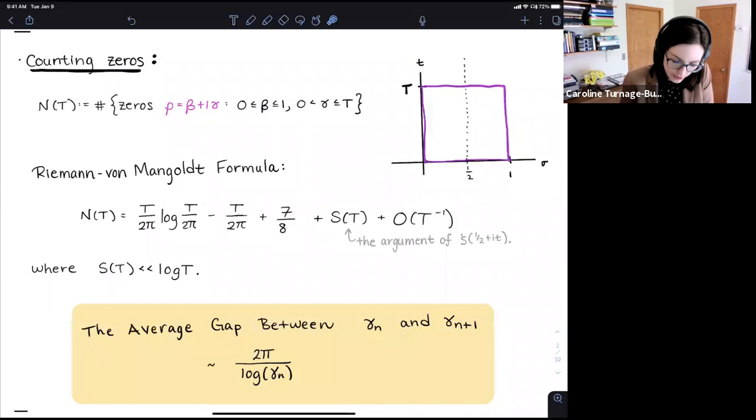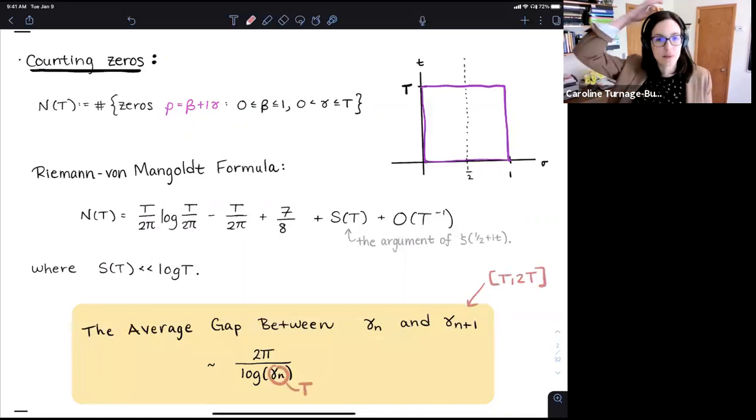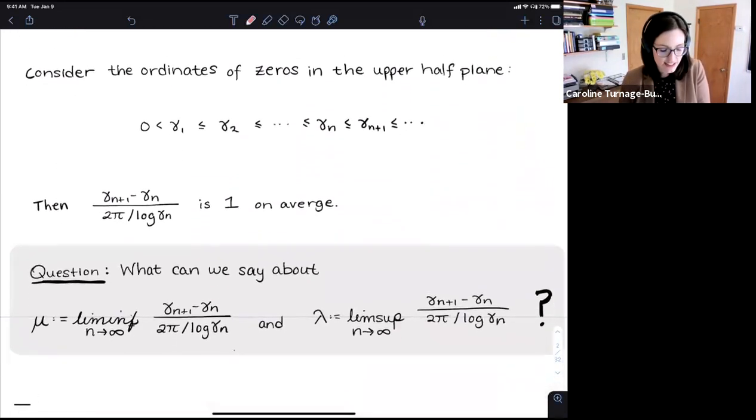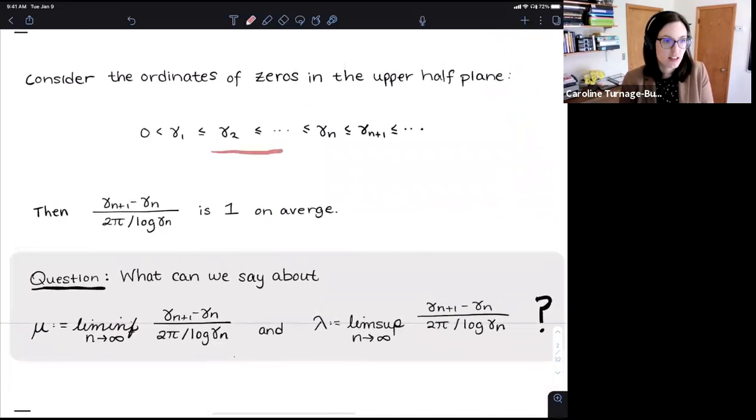And just to note that if you look up even higher, and maybe the zeros are between, say, t and 2t, then it's totally fine to replace this here with just a capital T. And we'll use that later as well. All right, so we have the average gap between the ordinates of the zeros of the zeta function. And so now let's consider the sequence of these ordinates.